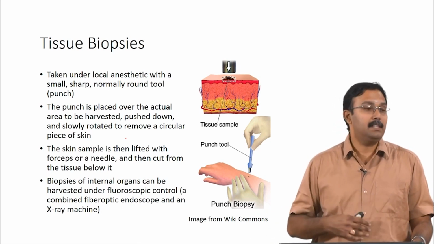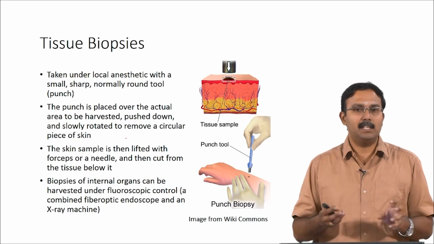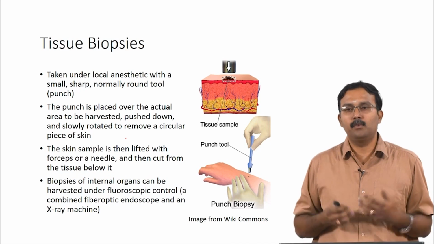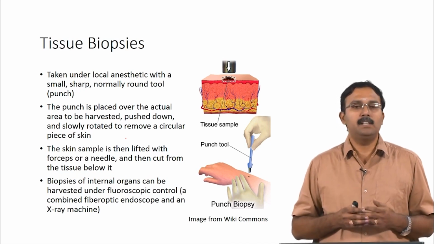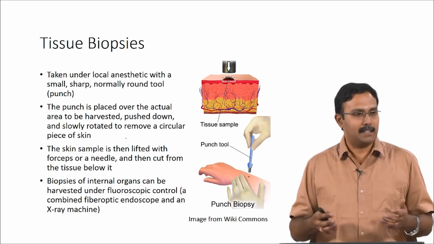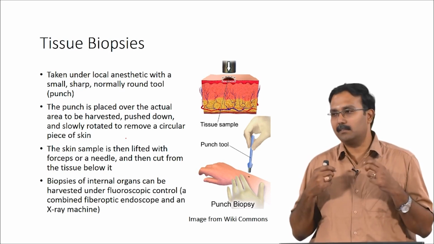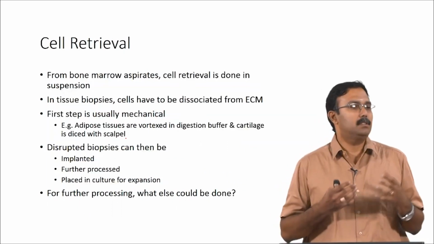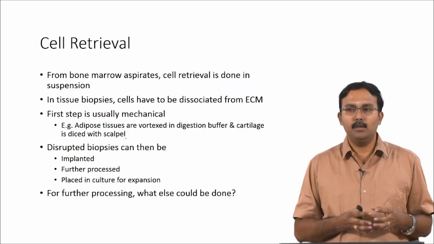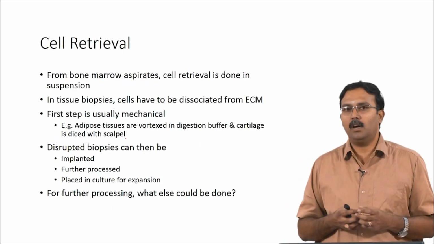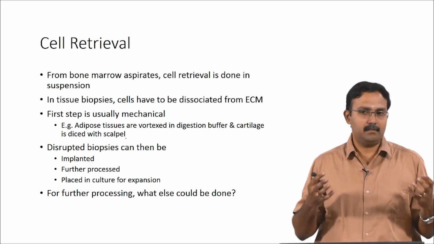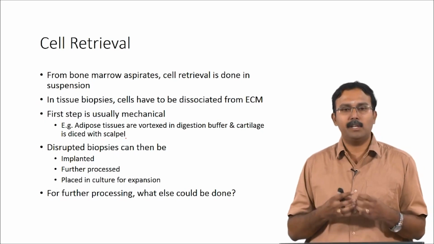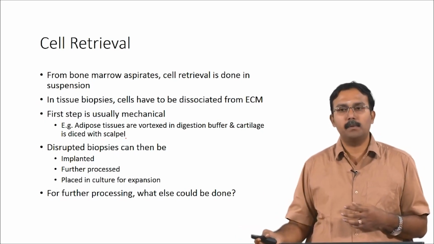So, biopsies for internal organs however cannot be done in such a simple and crude way. You would need more of a fluoroscopic control. You would either combine it with an endoscope or an X-ray machine, so that you can keep track of where you are going and what tissue you are removing. The biopsies or the aspirates you get are a mixture of cells, right. So, you might have to process them further before you can use them for tissue engineering applications.